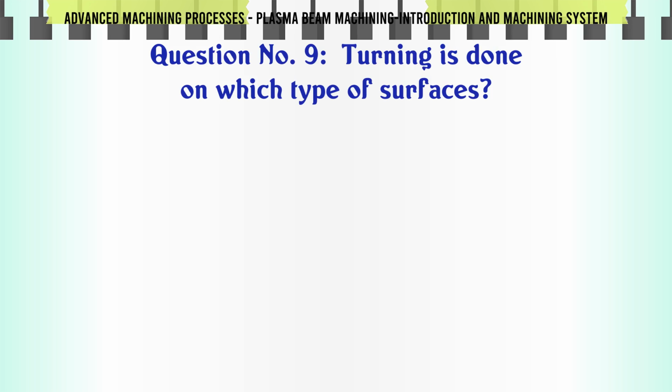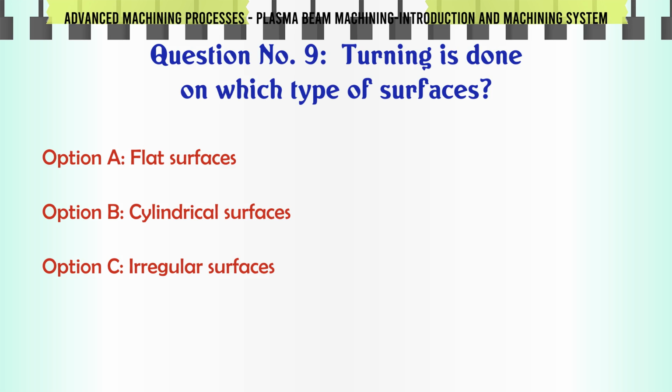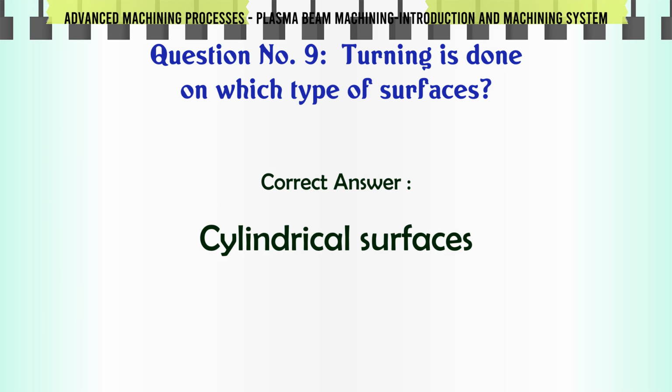Turning is done on which type of surfaces? A. Flat surfaces. B. Cylindrical surfaces. C. Irregular surfaces. D. Spherical surfaces. The correct answer is cylindrical surfaces.